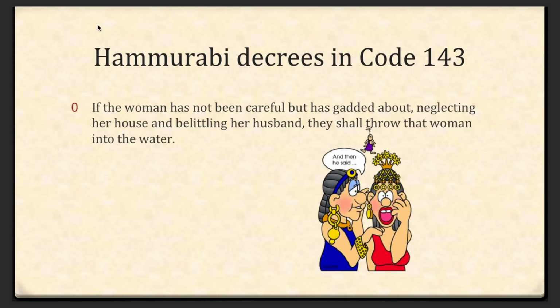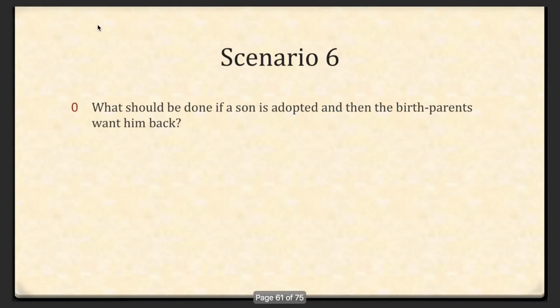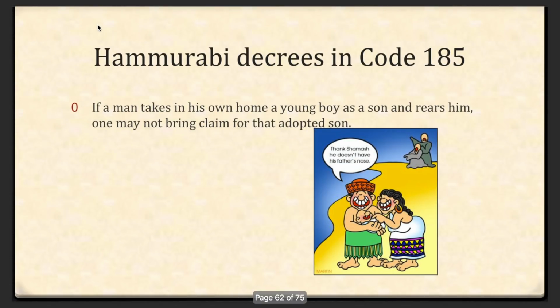Okay, scenario 6. What should be done if a son is adopted and then the birth parents want him back? What do you think? Hopefully this one's not kill him because, again, that's where we're going. And it's not, right? Hammurabi says if a man takes in his own home a young boy as a son and rears him, so raises him, one may not bring claim for that adopted son. So his birth family could not ask for him back if he had been raised by someone else.